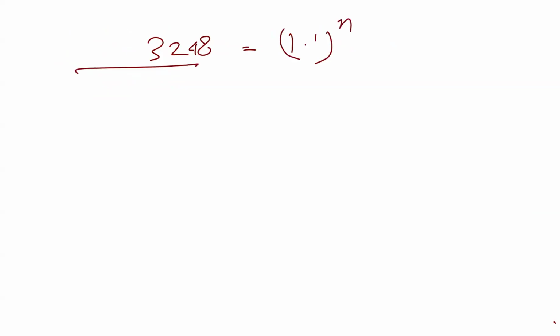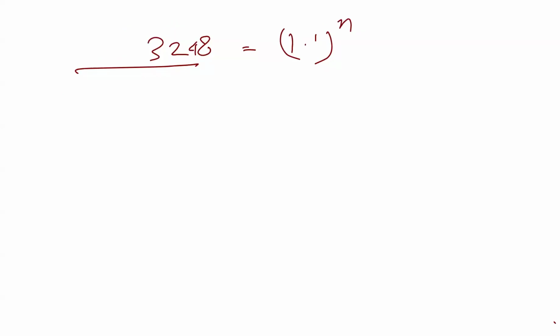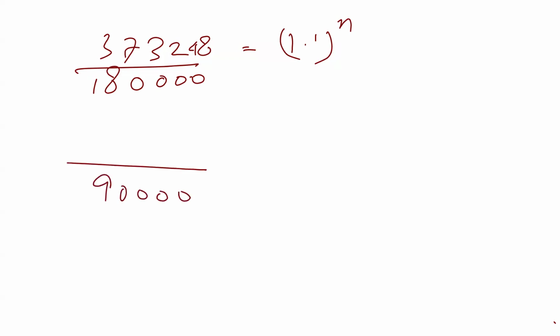Okay, and 19 plus 18, that is equal to 37 upon 1,80,000. Now we need to check whether this is divisible by 2. Yes, both the numerator and denominator are divisible by 2. So let's divide it by 2. The denominator division will be 90,000, right? And the numerator division will be 3. I'm doing it in rough.